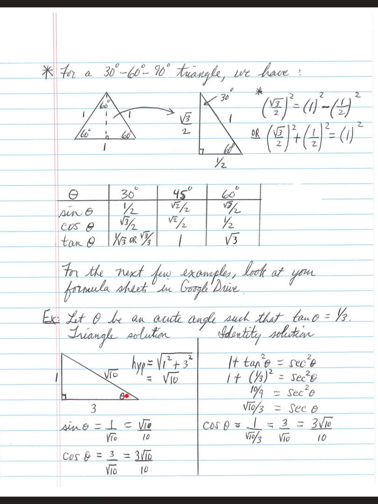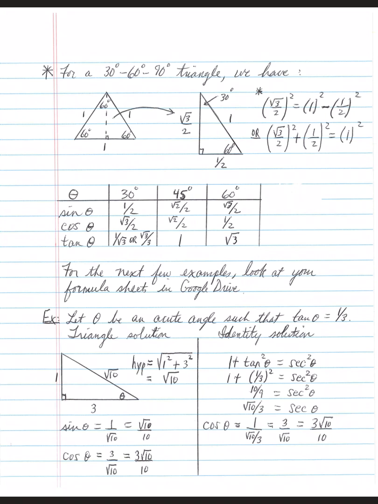Sine of theta is opposite over hypotenuse. That's 1 over square root of 10. This is rationalized if you have to. Cosine of theta is adjacent over hypotenuse, 3 over square root of 10. And this is rationalized again if you have to.